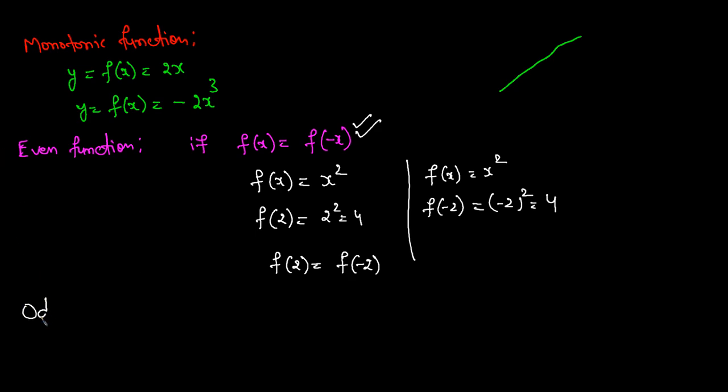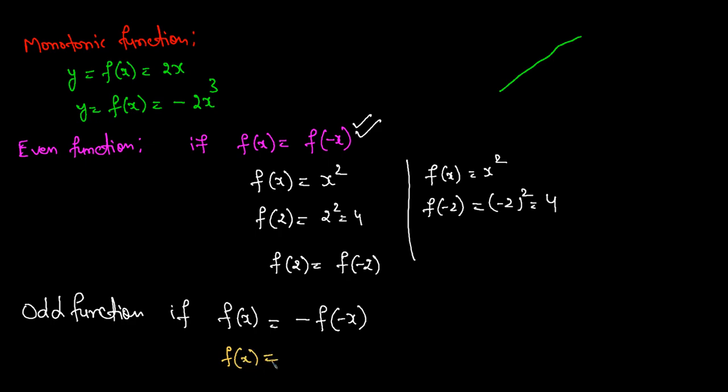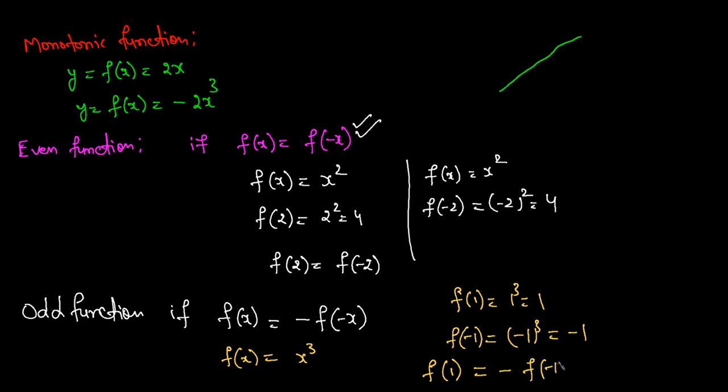And the opposite of that is the odd function. If f of x is equal to negative of f of negative x, then this function is called an odd function. The very common example is x cubed. If I plug in f of 1, this gives me 1 cubed, which is 1. Now if I plug in negative 1, that gives me negative 1 cubed, which is negative 1. So f of 1 is equal to negative of f of negative 1. Let me show you. This is a negative, and f of negative 1 is negative 1, which makes it positive 1. Then both are equal. So this kind of function is called an odd function.